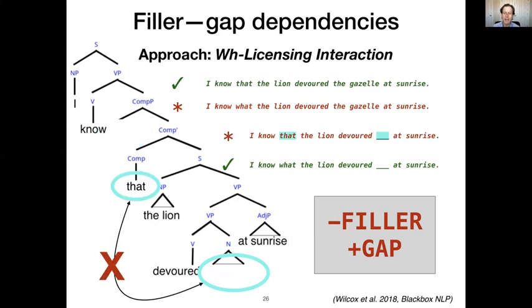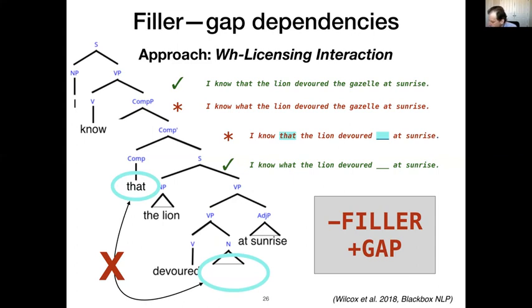Conversely, if I maintained the gap and I changed what back to that, it would also be bad. I know that the lion devoured at sunrise. If you hear that sentence, you're probably thinking, what did the lion devour? And the reason is that whatever the object it devoured would be, it's missing from this sentence. So likewise, because that is not a filler, it cannot play the role of the object it devoured. And so this is also a bad version.